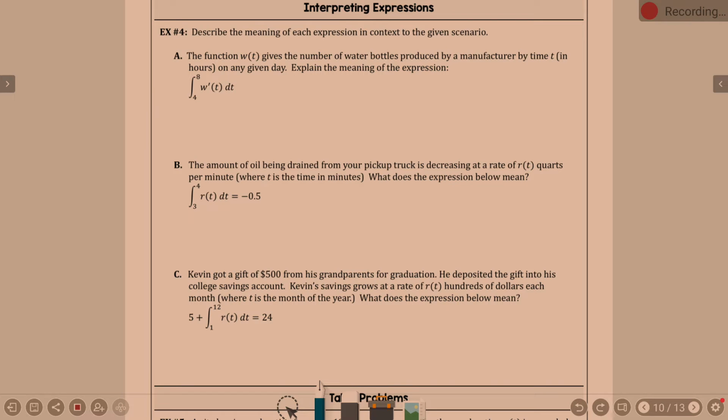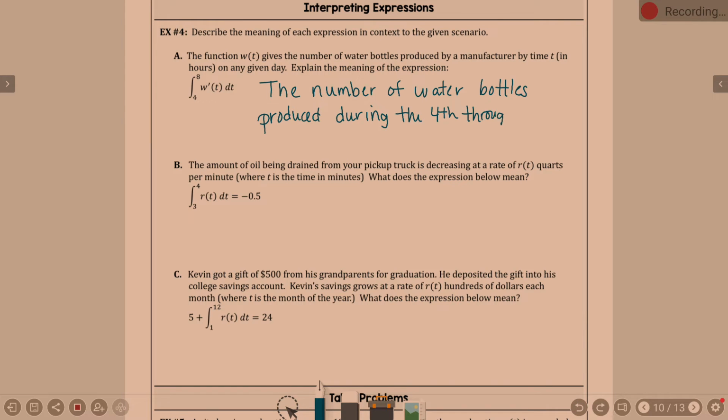Okay, put something down. Number of water bottles produced during the 4th through 8th hours.